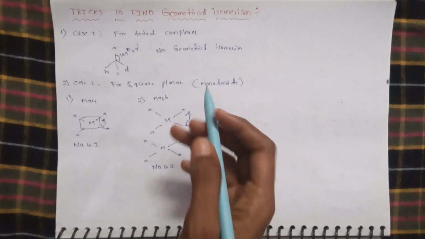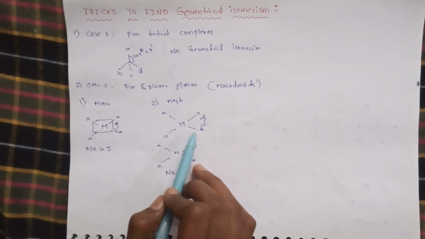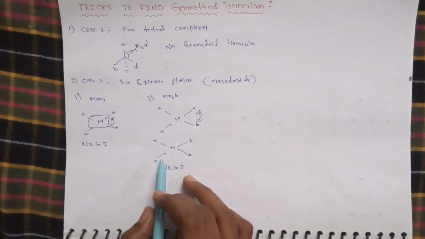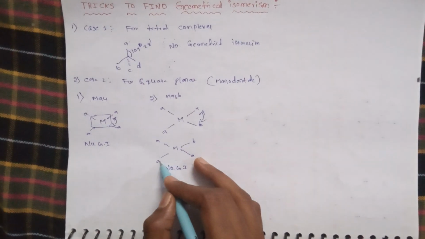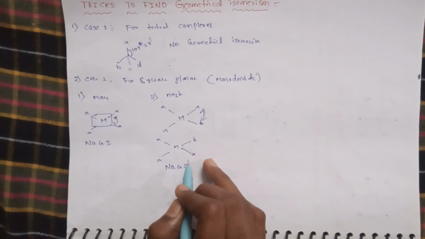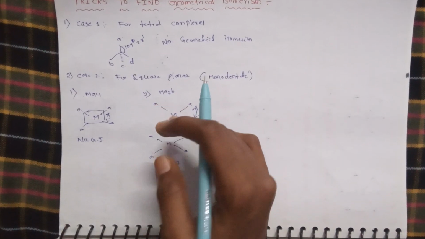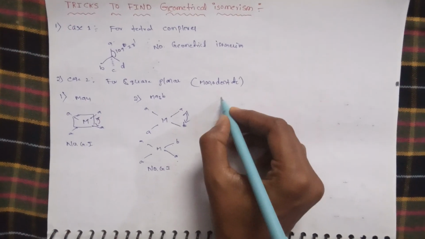You have to observe carefully: A is perpendicular to B, again A is perpendicular to A. In this structure also, when you flip like this, A is perpendicular to B and A is perpendicular to A. So the same structure, there is no change in these structures. That's why here also no geometrical isomerism.